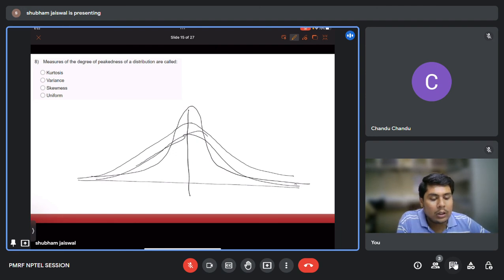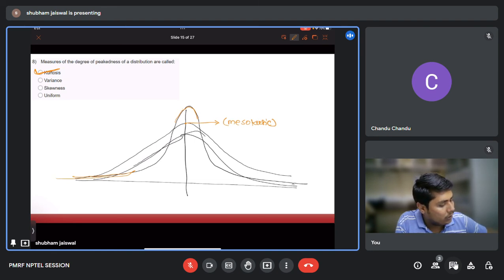So when we need to measure the thickness, meaning how much peak it has, how long the tail is, or how sharp the peak is, we measure that using the parameter known as kurtosis. Kurtosis can be positive, negative, or even 0. In a normal distribution, the kurtosis has another name, known as mesokurtic. So this was about kurtosis.